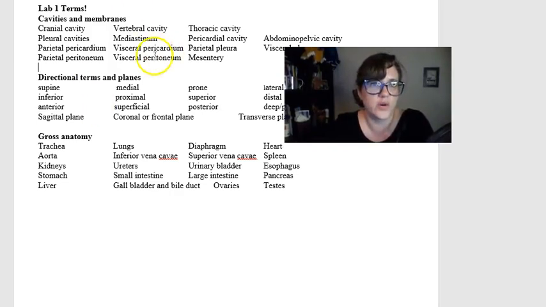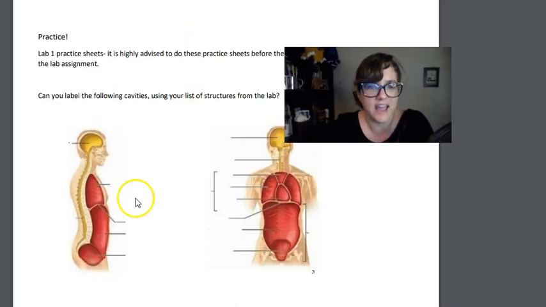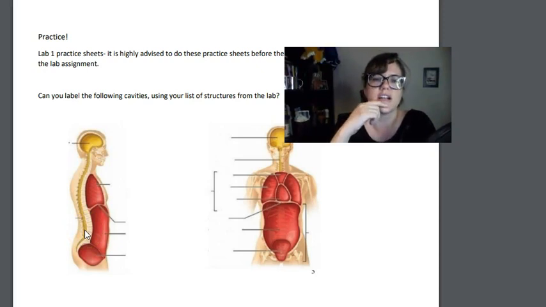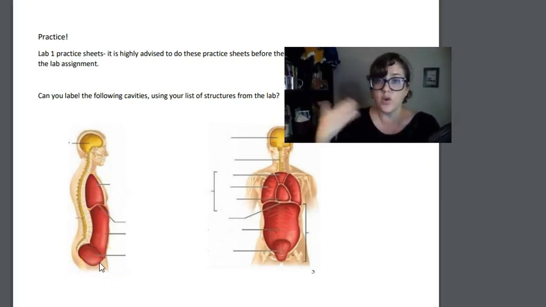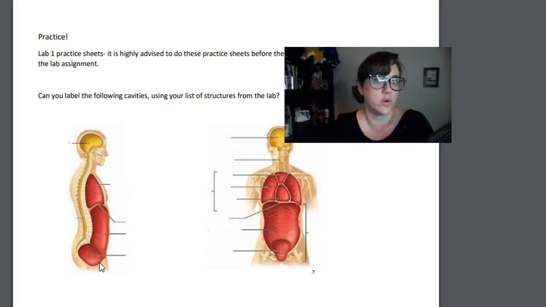If I'm looking for specific cavities and membranes and I go back over to my lab, well, I know this is the thoracic, this is the abdominal cavity, this is the pelvic cavity. If I put these two together, that's the abdominal pelvic cavity. This is the cranial cavity. And then I can think, what kind of questions could be asked here? Well, this is a posterior cavity, while this is a ventral cavity. This is where you get to practice yourself and see if you know the terms.